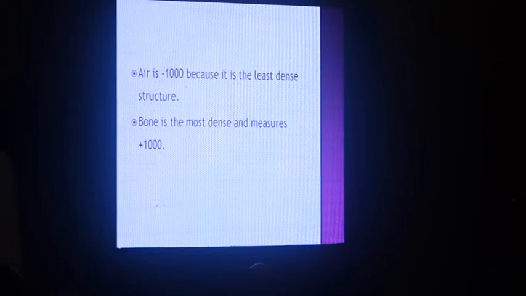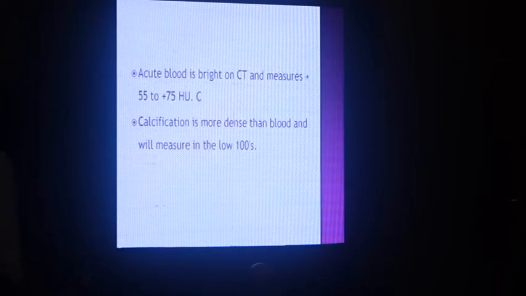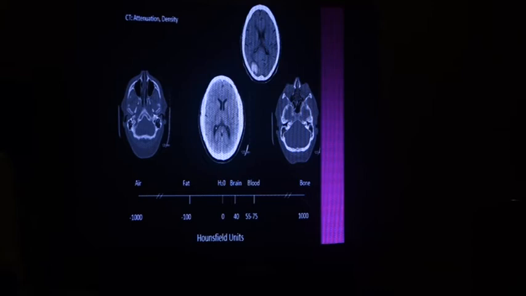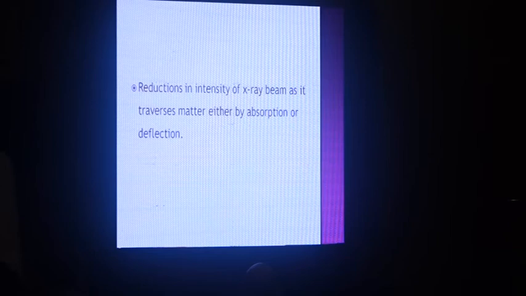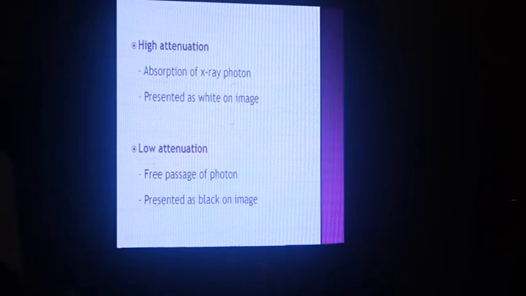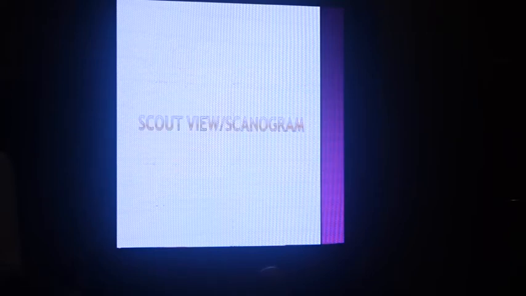These are basically the radio units for the scan, and all these values lie between minus 1000 and plus 1000. A high attenuation value is because of absorption of X-ray photons, and it is presented as white on the image. A low attenuation value is because of the free passage of photons, so it is presented as black on the image.